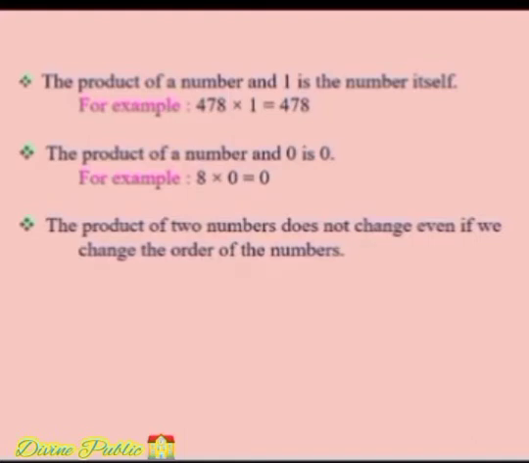The product of two numbers does not change even if we change the order of the numbers. For example, you can see 578 multiplied by 2 equals 1156, or 2 multiplied by 578 equals 1156.